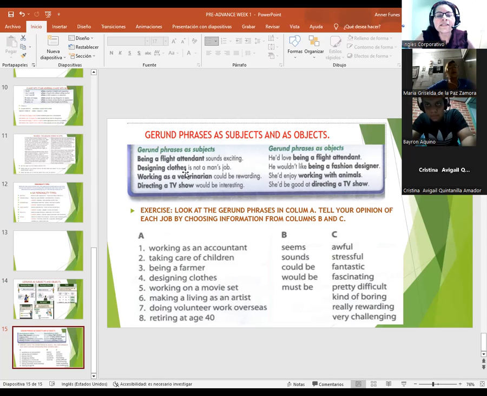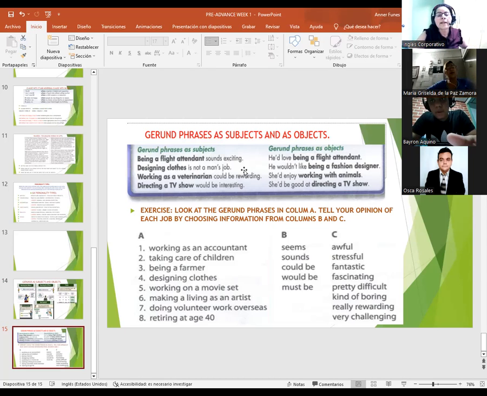Okay, being a flight attendant sounds exciting. Dice, ser un asistente de vuelo suena emocionante. Emocionante. Being a flight attendant. Emocionante. Yes. Now, second one. Designing clothes is not a man's job. Designing clothes is not a man's job. Diseñar ropa. Diseñando ropa no es un trabajo para hombres. Para hombres, de hombres. A men's job, un trabajo de hombres.